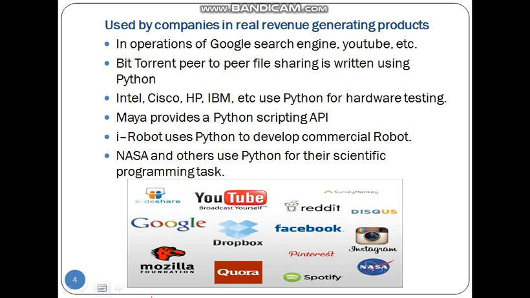Now, to know the importance of Python, how worthy it is, just go through the companies that are using Python. The Google search engine, YouTube, etc. use Python. Then BitTorrent, and even hardware companies like Intel, Cisco and IBM use Python for hardware testing. It is used for application program interface development. For artificial intelligence, it is used for making robots and all. Even NASA uses Python for their scientific programming tasks. So you know how valuable it is if you study Python.